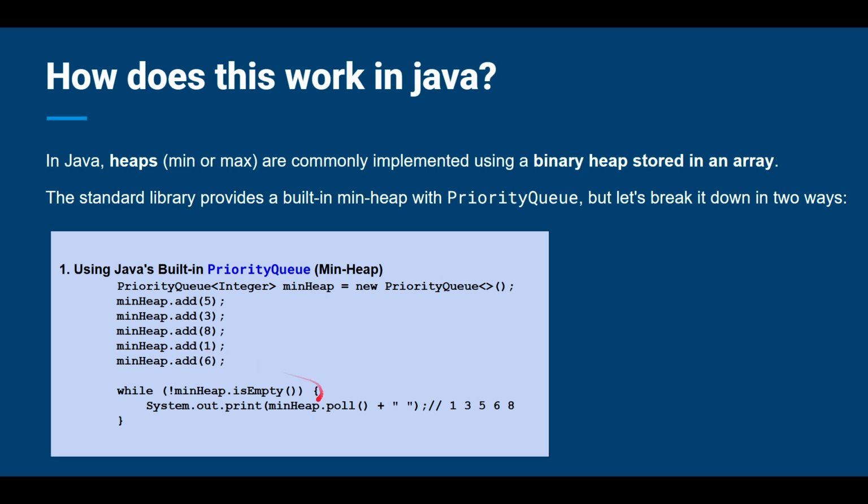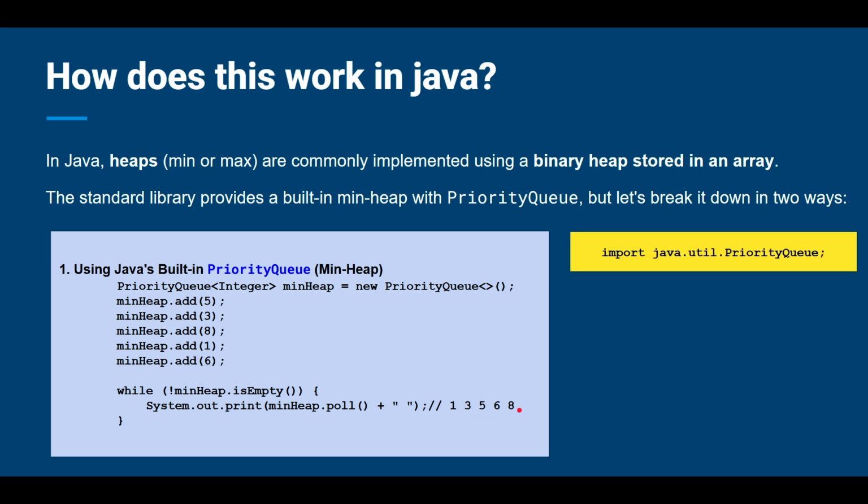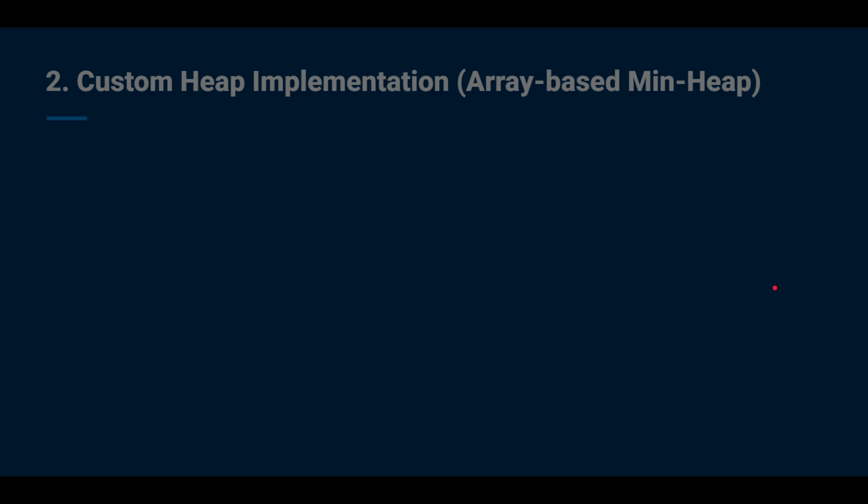Second last is the 1, but when you are doing poll, you are seeing the first is coming 1, then 3, then 5, then 6, then 8, like this, right? That is why it's very important. And to use this priority queue, you just need to import java.util.PriorityQueue. If you are using LeetCode, that's fine, we do not need to import it because it's already imported.